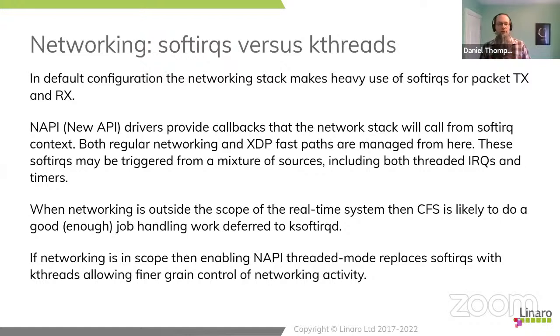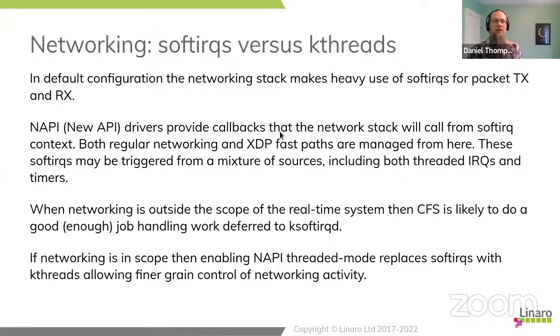And we do just want to finish up with something about networking. The default configuration of the networking stack makes very, very heavy use of soft IQs for packet RX and TX. And this is a fundamental feature. In part, it's because you can have quite a lot of packet activity, and in server systems, networking is fundamental, important, and critical. So there's a thing called the new API, which is so new, it's been with us for nearly 20 years, I think.